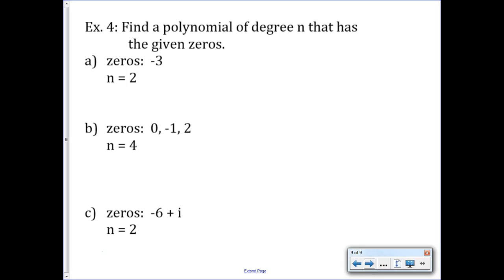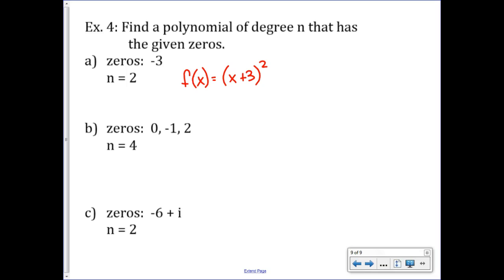Okay, so find a polynomial of degree n that has the given zero. So the zero is negative 3 and it has a degree of 2. Well, that would be x plus 3. But if it needs a degree of 2, we need another value there. And we can't come up with another 0, so we could just give it a multiplicity of 2. x plus 3 times x plus 3. It still has a 0 of negative 3, but has a degree of 2.